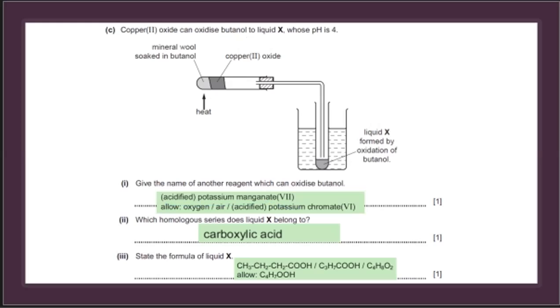Which homologous series does liquid X belong to? When an alcohol undergoes oxidation, it becomes an acid. Now there's an intermediate step: it could become an aldehyde or a ketone. It's not absolutely necessary for you to know that step at this present level. It goes from an alcohol to an aldehyde or a ketone, then to a carboxylic acid. But at this level, when oxidation of an alcohol takes place, it generally goes to an acid.